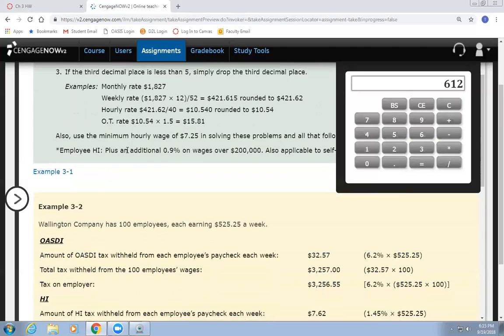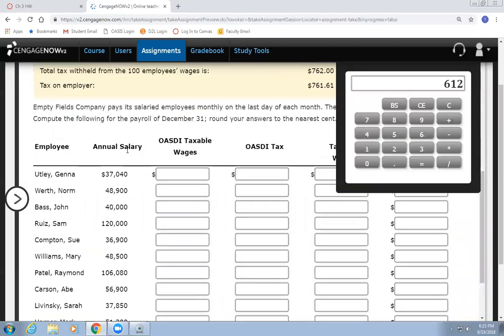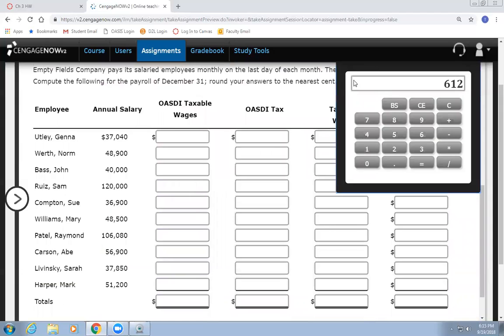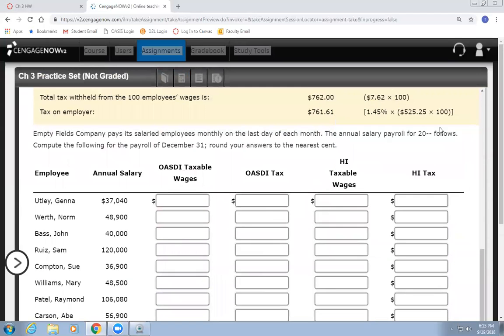Okay, so the next one, like I said, it's a little bit longer. Find my calculator up here. Okay.